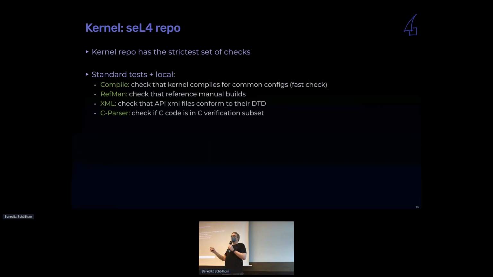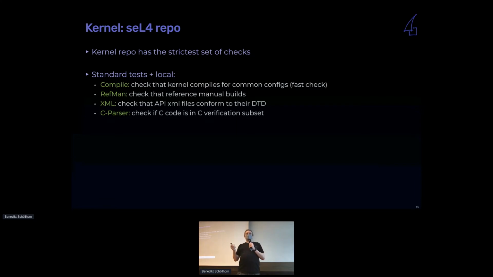So a compile check is just, for a whole bunch of configurations, it just does the kernel compile. If it doesn't compile, don't expect a review. Fix that first. It'll build the reference manual, see if that still works. It will check for all the XML files that they conform to their DTDs.